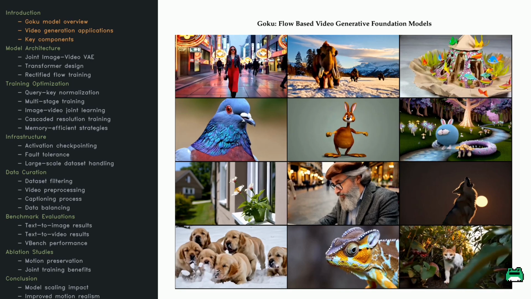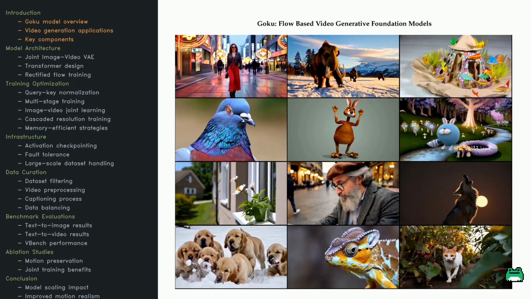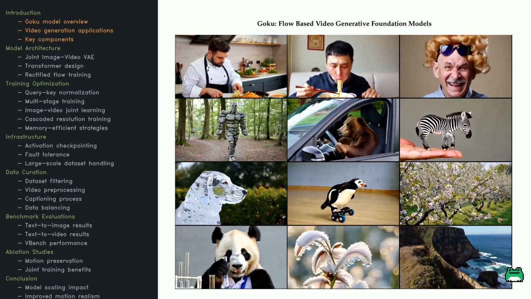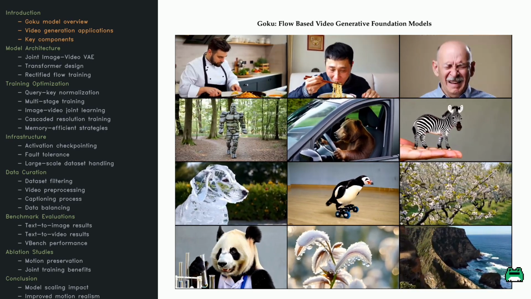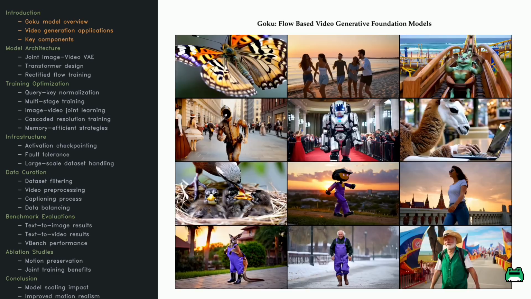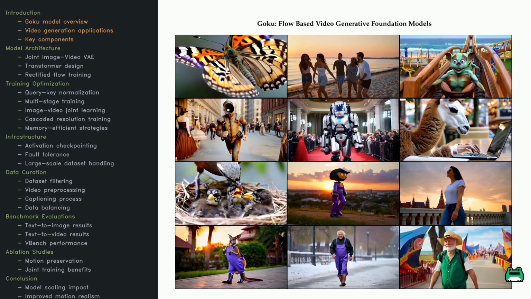At its core is a 3D image video VAE, compressing both images and videos into a shared latent space, meaning Goku doesn't treat video as just a stack of frames, it actually understands motion. It also ditches patchy temporal attention in favor of full attention mechanisms, so videos stay sharp, fluid, and consistent.